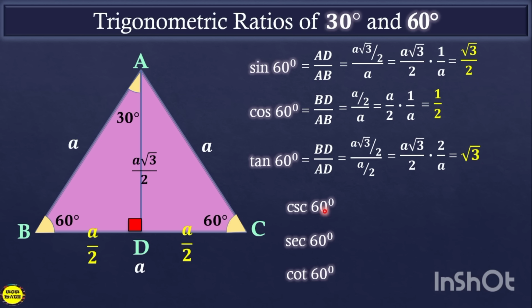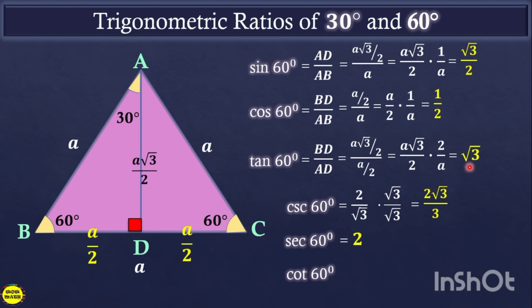And then, madali na po ito kasi this is just the reciprocal. So, cosecant 60, reciprocal po ni sine 60, that is 2 over square root of 3. And then, rationalize, so we get 2 square root of 3 over 3. For secant 60, this is the reciprocal of cosine 60. Reciprocal of 1/2 is 2. And for cotangent 60 degree, ito po ay reciprocal nito. So, ang reciprocal po nito is 1 over square root of 3. Okay? Pero hindi po pwedeng may radicals sa denominator. Let us rationalize. So, that is square root of 3 over 3. Okay. So, these are the trigonometric ratios for 60 degree angle.